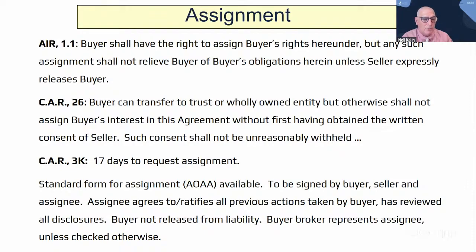And then CAR has, and you see it there in paragraph 3K, we've stated, buyer, if you're going to be assigning, you've got to make that decision early in the transaction. The default is the same as for our contingencies and contractual actions. The default is 17 days. And if you make your request for an assignment after that point, the seller has the right to say no because you're beyond the time within which you should have made that request for assignment.